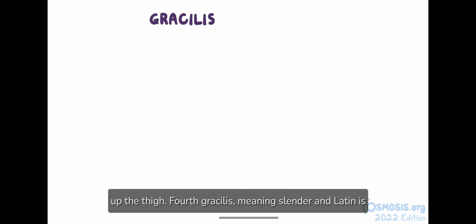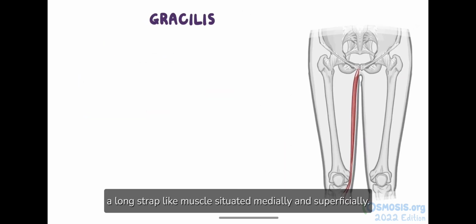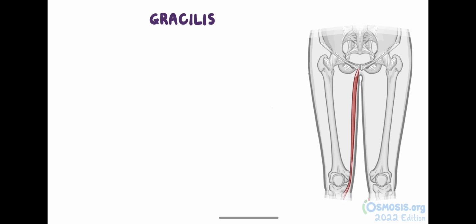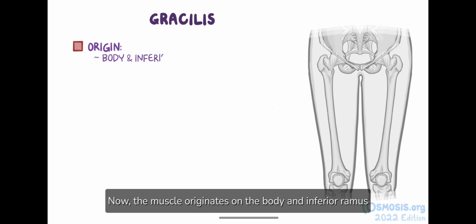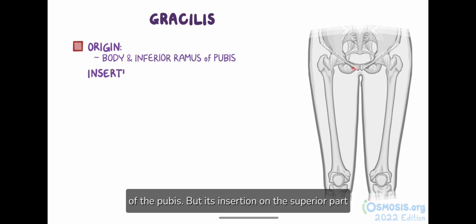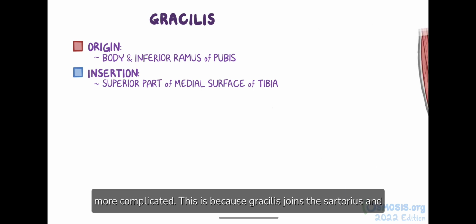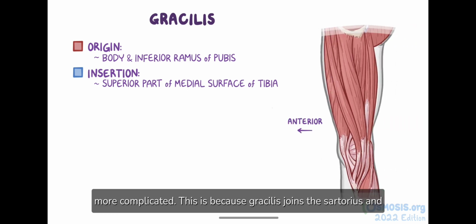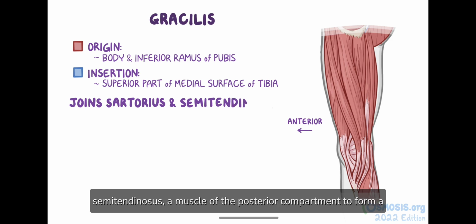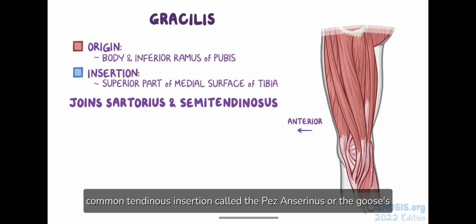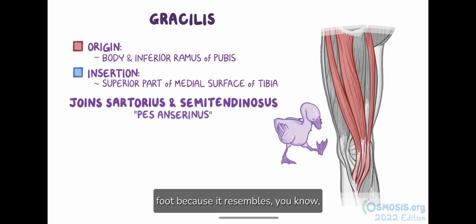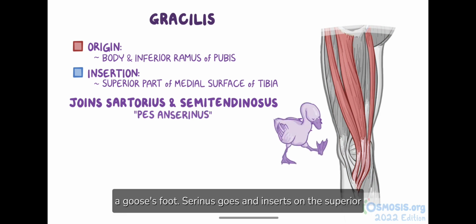Fourth, gracilis, meaning slender in Latin, is a long, strap-like muscle situated medially and superficially. Now, the muscle originates on the body and inferior ramus of the pubis, but its insertion on the superior part of the medial surface on the tibia is a bit more complicated. This is because gracilis joins the sartorius and semitendinosus, a muscle of the posterior compartment, to form a common tendinous insertion called the pes anserinus, or the goose's foot, because it resembles a goose's foot.